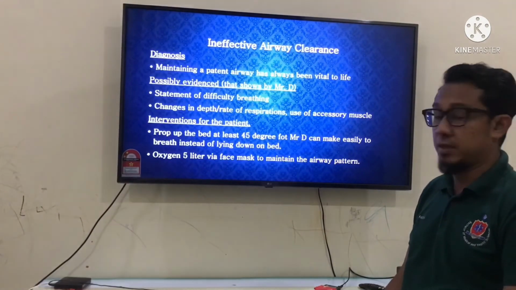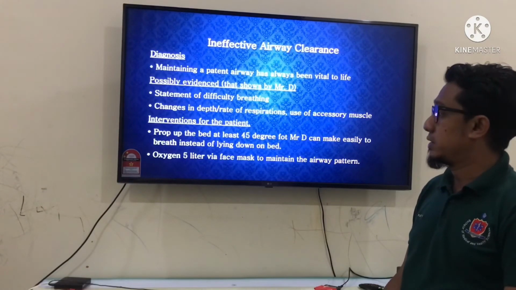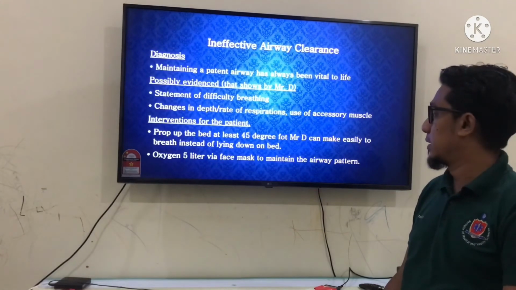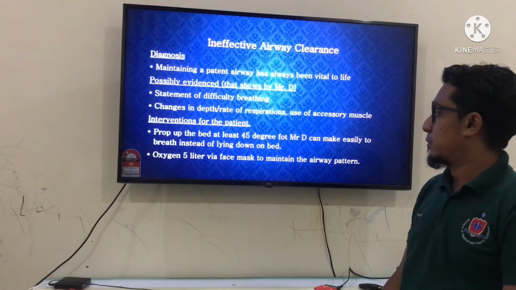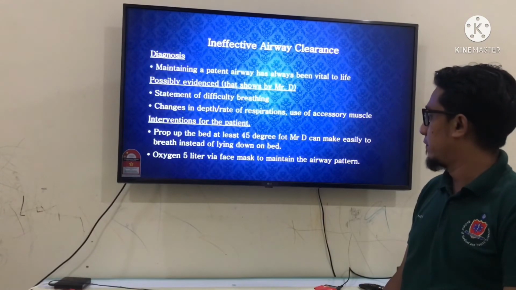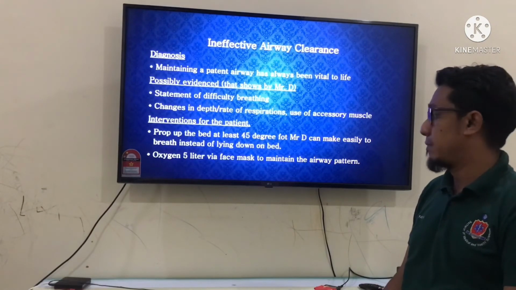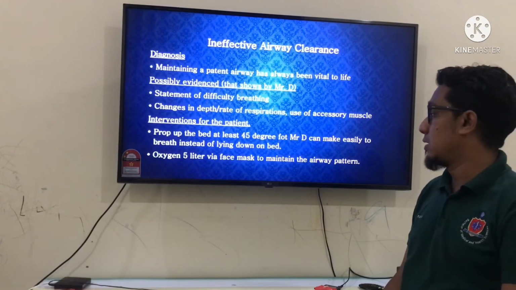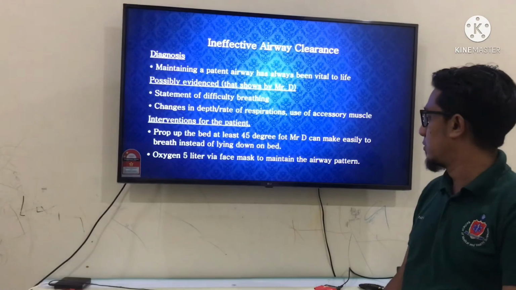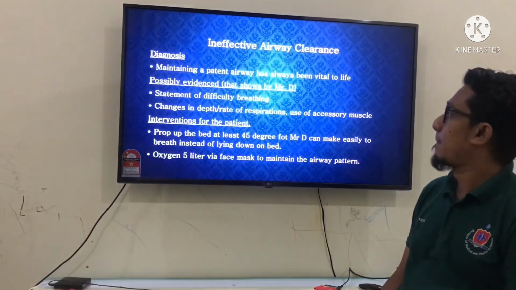Use of accessory muscles. Okay, for intervention for the patient, we prop up his bed. Prop up the bed at least 45 degrees so Mr. D can breathe more easily instead of lying down on the bed. Okay, we give oxygen 5 liters via face mask to maintain the airway patency.